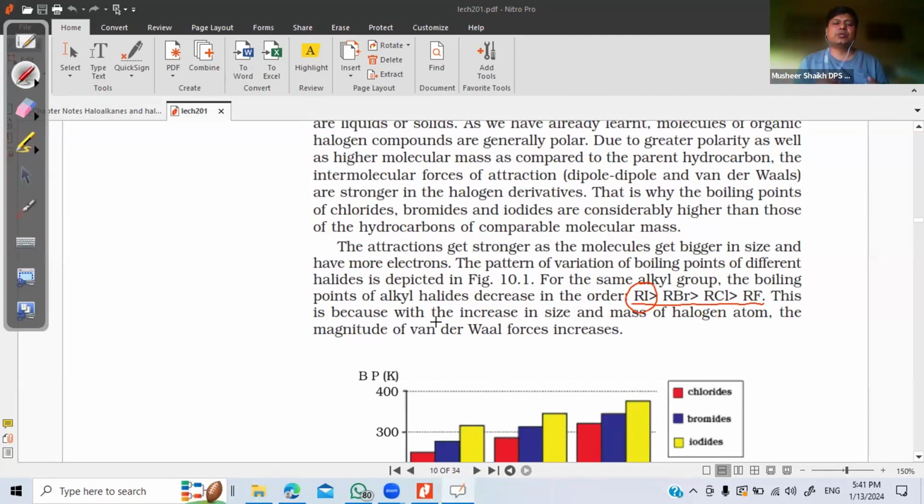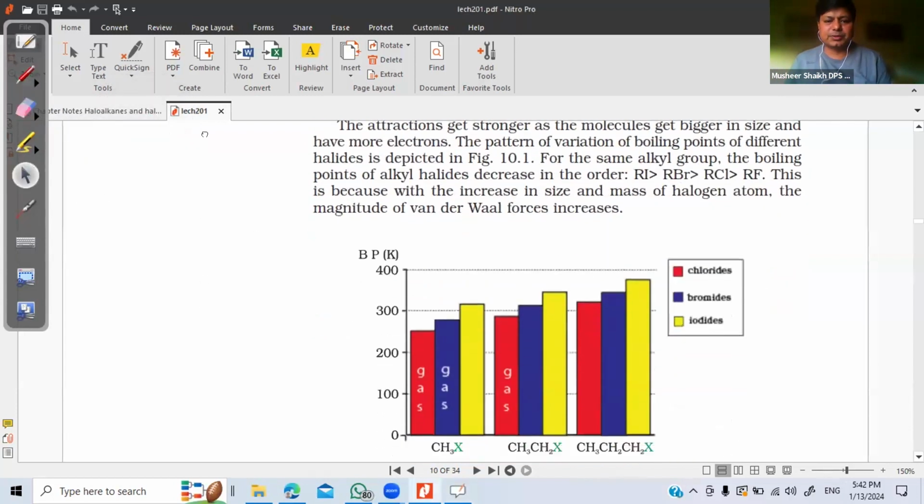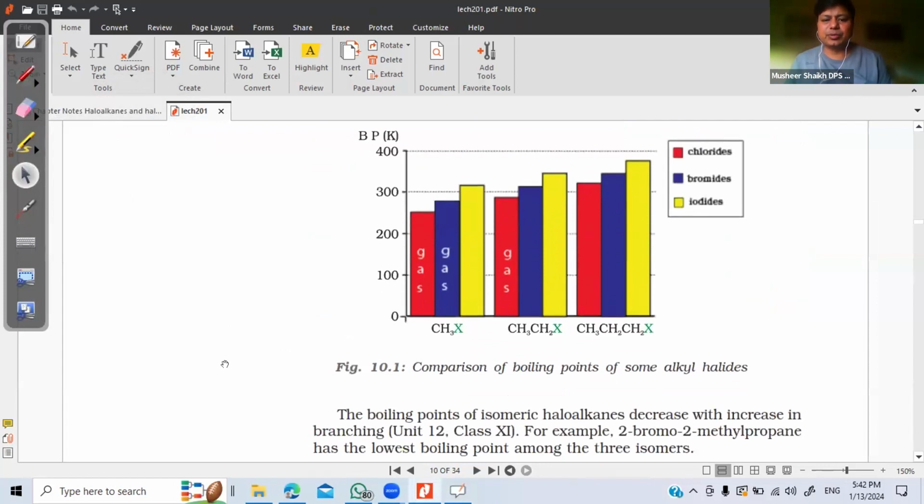You can easily assume that if an elephant is sitting and you are pushing it, it is very difficult. Pushing a small goat is easy. So fluorine is a goat. You can easily displace it, you can move it from its position. Iodide is a bulky element, so hence its melting and boiling point becomes a little higher in the halide group.